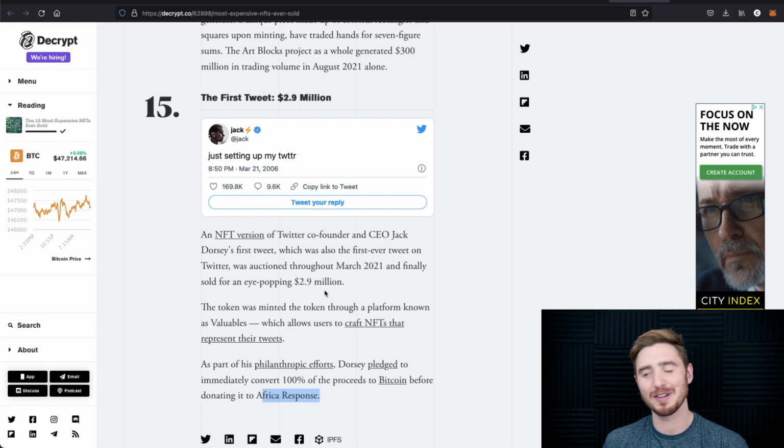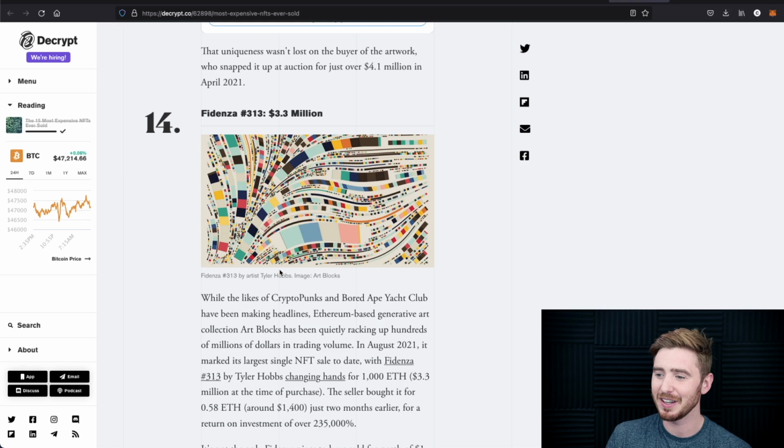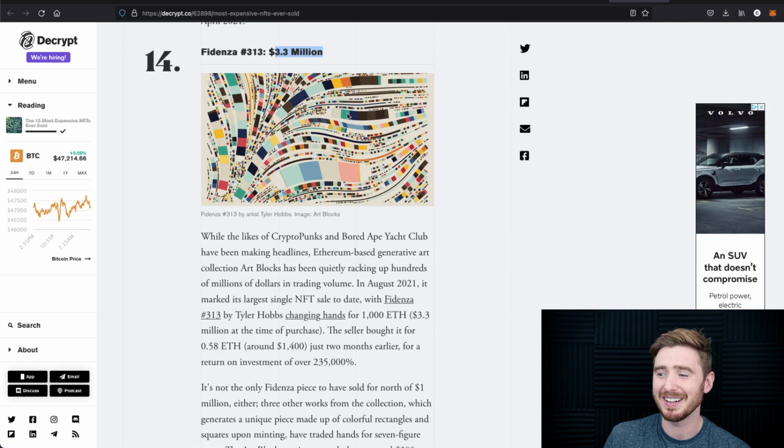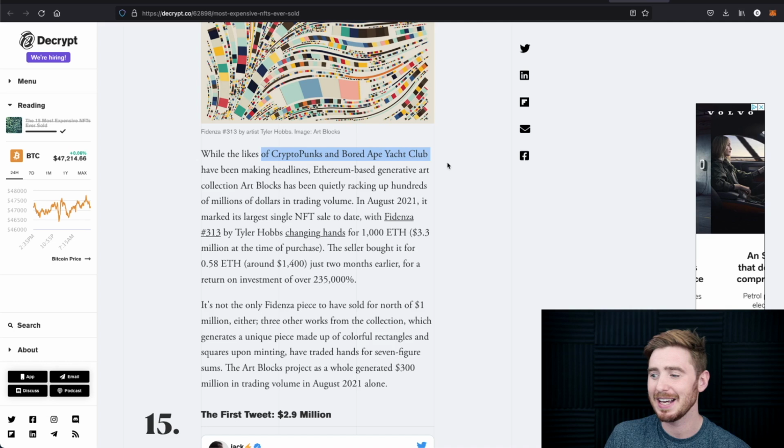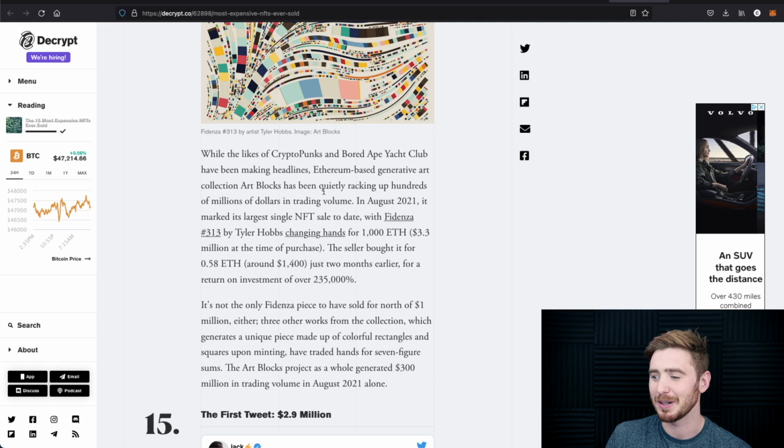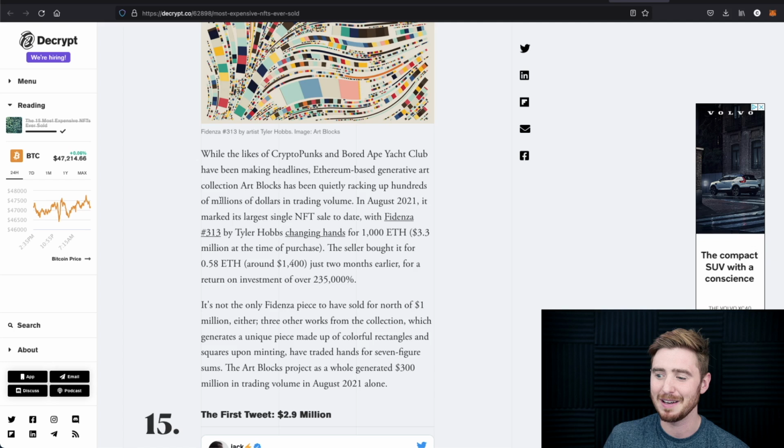Now, it is the very first tweet to ever go live on Twitter, so you can see why someone might see that as a valuable piece of history to hold. So moving on to number 14, we have Fidenza 313 for $3.3 million. While the likes of CryptoPunks and Bored Ape Yacht Club have been making headlines, Ethereum-based generative art collection Artblocks has been quietly racking up hundreds of millions of dollars in trading volume. In August 2021, it marked its largest NFT sale to date, with the Fidenza 313 by Tyler Hobbs changing hands for 1,000 Ethereum, so $3.3 million at the time of purchase.